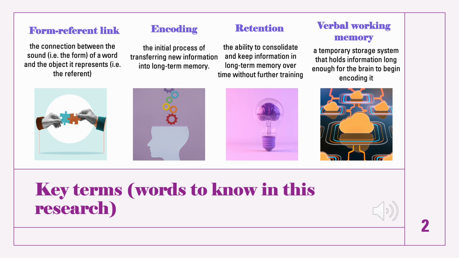Encoding. The initial process of transferring new information into long-term memory. Retention. The ability to consolidate and keep information in long-term memory over time without further training. Verbal working memory. A temporary storage system that holds information long enough for the brain to begin encoding it.